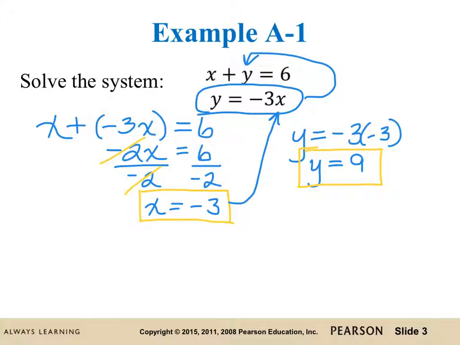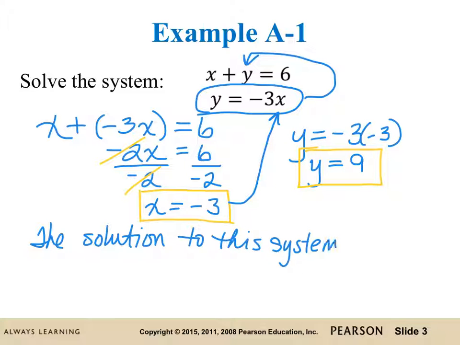Thus, we know that the ordered pair solution to the system is negative 3, 9. Now, of course, we shouldn't ever just take that at face value. We should always substitute into the other equation and make sure that negative 3, 9 works in the other equation as well. So we'll check.